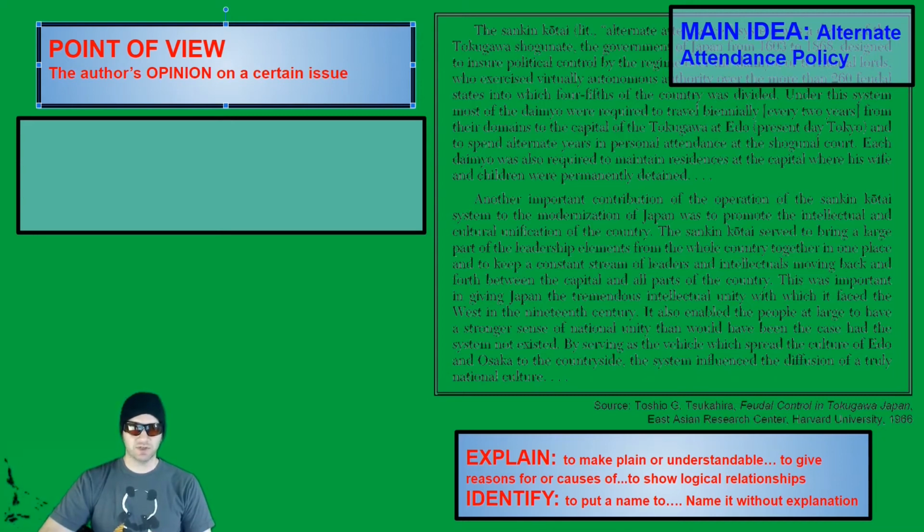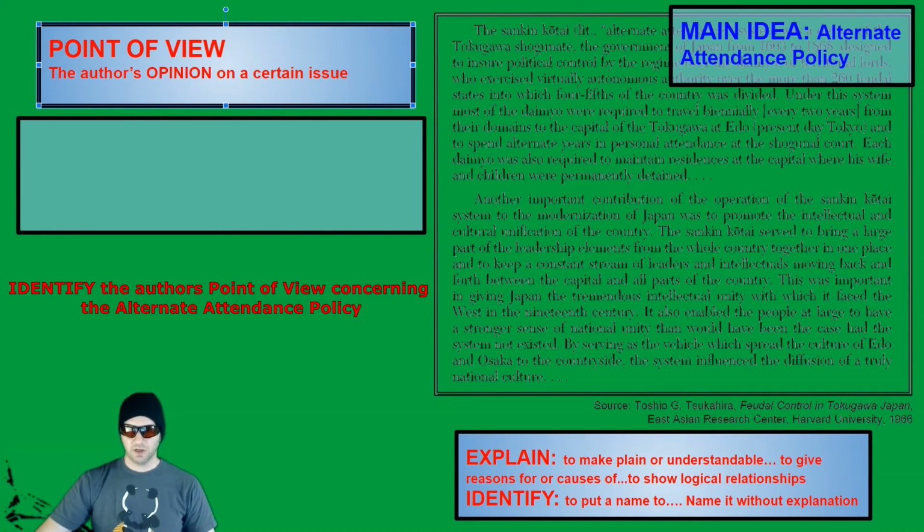So all you got to do is get the right answer and you don't have to explain your answer. So until they change the question, it's still an identify. Okay? Maybe they'll do an explain point of view at some time, but for right now, we have only seen identify. All right, so identify the author's, Sukahira's point of view concerning the alternate attendance policy.